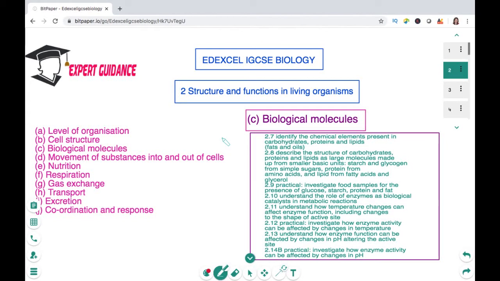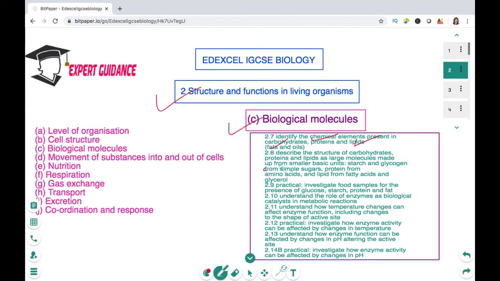Today in this video we'll be covering the topic of biological molecules of Unit 2, Structure and Function in Living Organisms. We'll cover the important biological molecules which are the main components of the food: the carbohydrates, proteins and lipids. We'll be looking over the structure of these along with the differences.